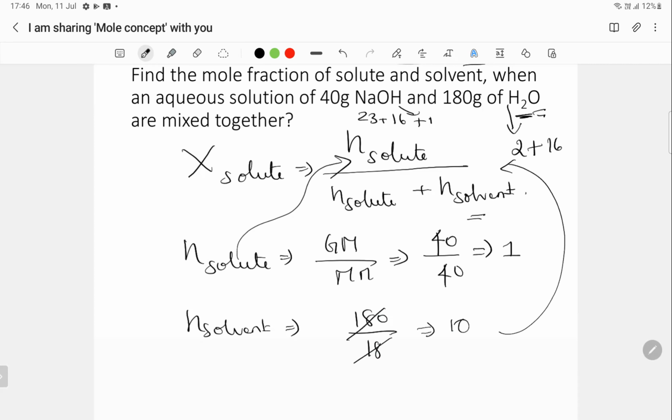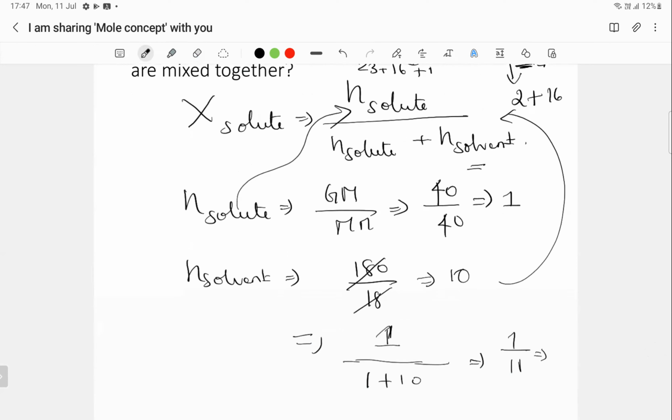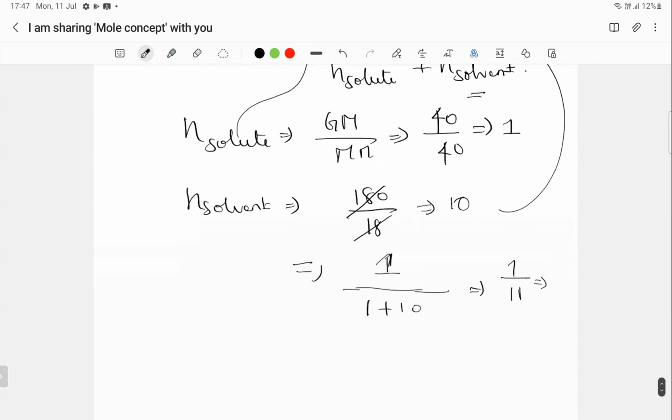Now substitute this in the formula. The number of moles of solute is 1, divided by the number of moles of solute plus solvent, which is 1 plus 10. So 1 divided by 11. What is your answer? 1 by 11, ma'am. That's the answer, 1 by 11. You're right. Final answer, 1 by 11. Very good.